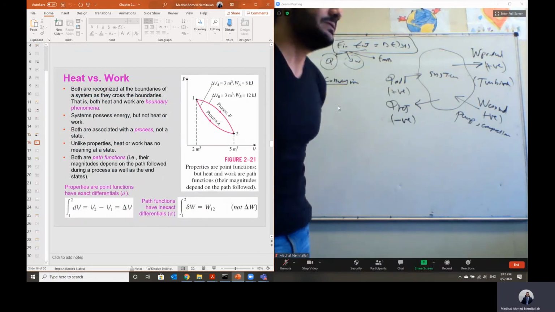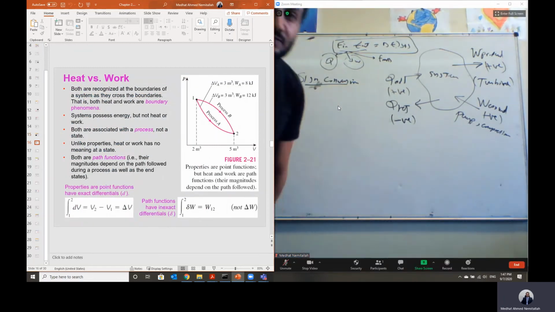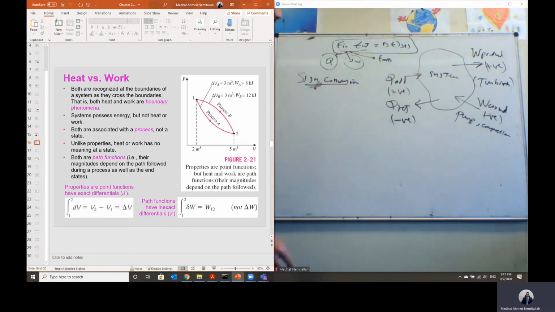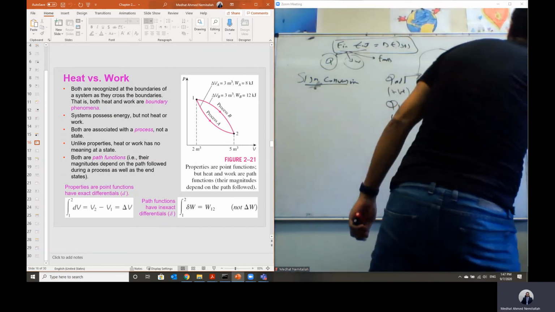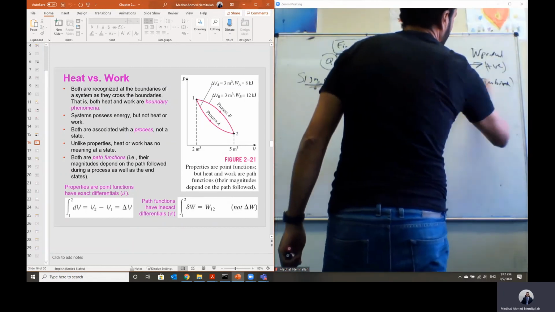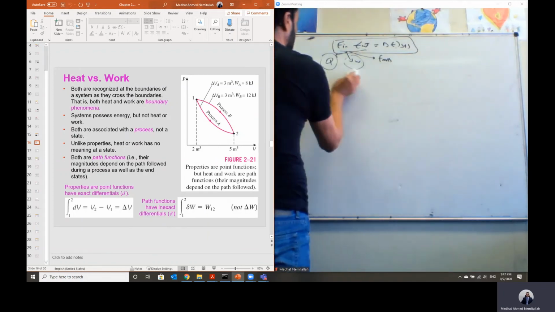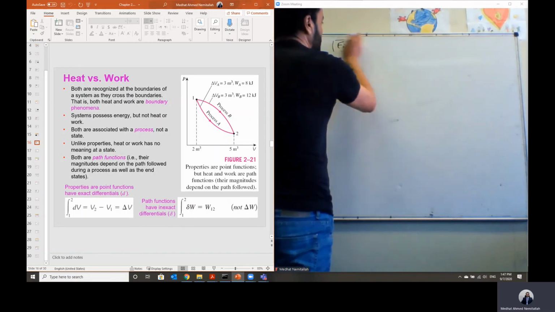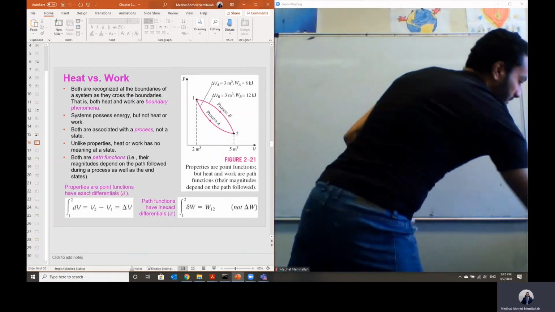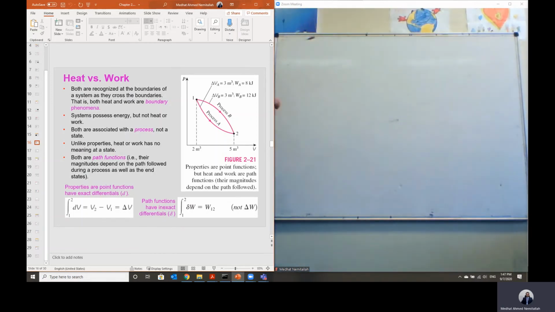So what about the heat transfer and work? We have to give this before we end up with today's class. Heat transfer and work, heat and work.